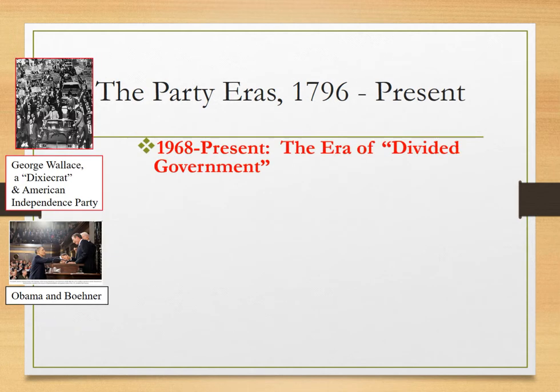Then the next party era is the one we're in now. But the question is, historians will have to tell us what period we're in 20 years from now. We might be in more than one party era, and the authors of your textbook may suggest we're in more than one party era. So I want you to keep that as a bit of a question mark. The present party era we're in is from 1968 to now, 2016 or 2017. So the era of divided government.